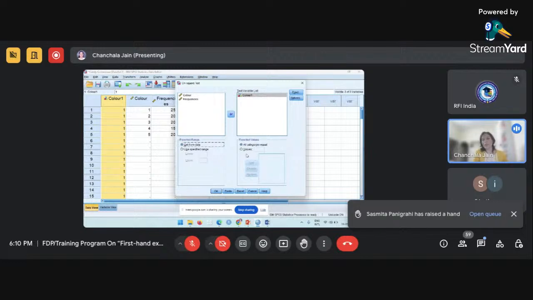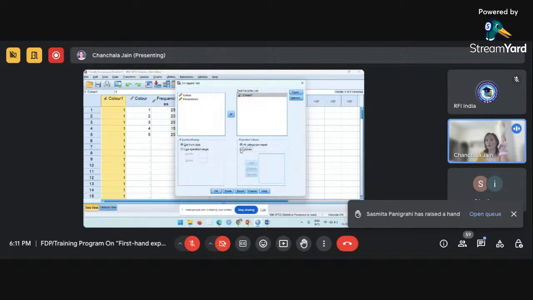The second section at the lower right-hand side says expected values. Here you can see by default all categories equal. If you recall, when I was discussing the conceptual aspect of the goodness of fit and showed you that formula slide, I said in the case of goodness of fit, the expected frequency is nothing but the average of the observed frequencies, right? So throughout all the categories, you will write the same expected frequency. That is why the default option is all categories equal.